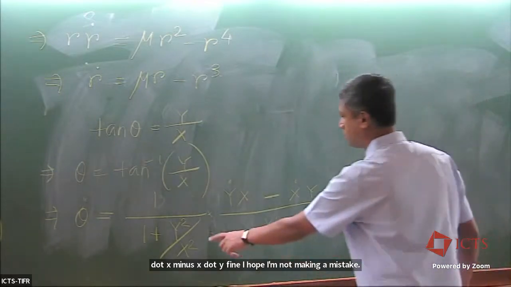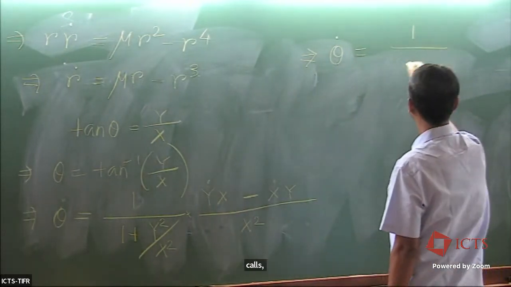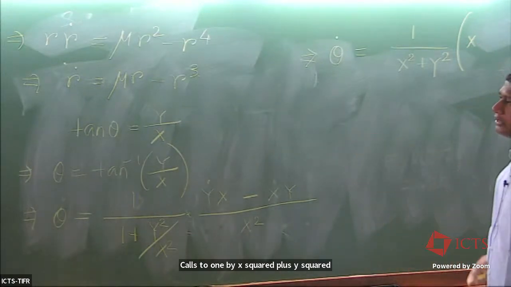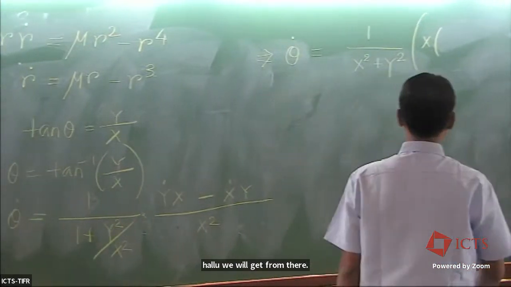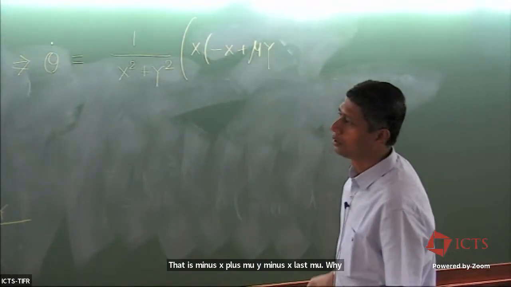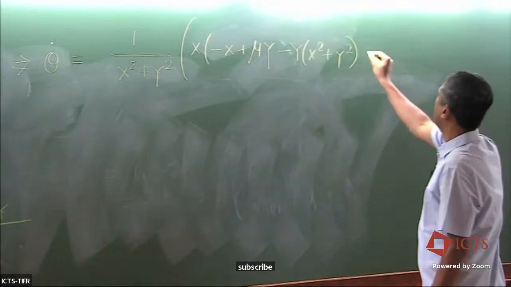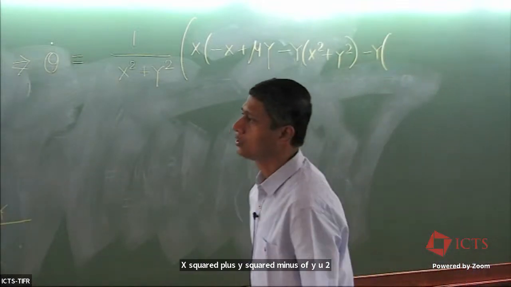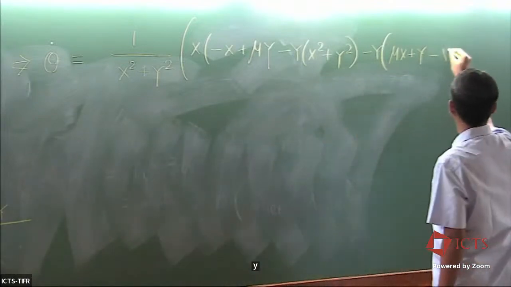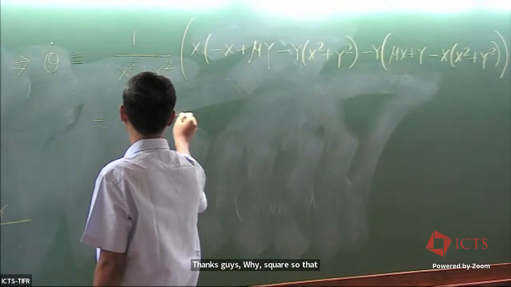Fine. And then from there we can get theta dot equals 1 by x square plus y square, then x, this y dot value we will get from there, that is minus x plus mu y, minus of y, x square plus y square, minus of y into this x dot is mu x plus y, minus of x square plus y square.